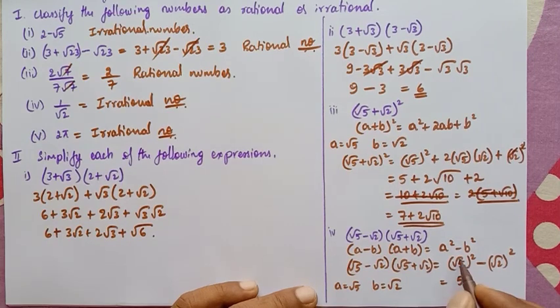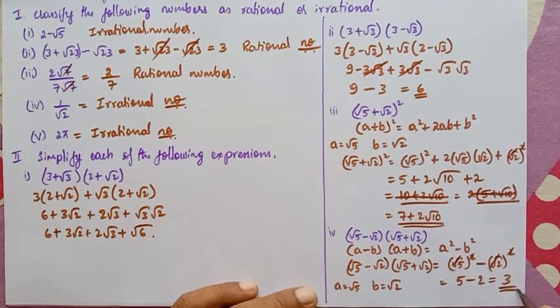So what happens here? 5, your root and square cancel, minus 2. Here also square root and root 2 cancel. So 5 minus 2 is equal to 3. This is your answer.